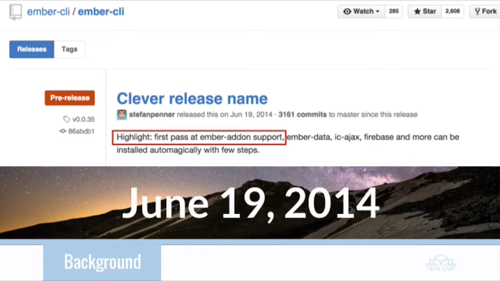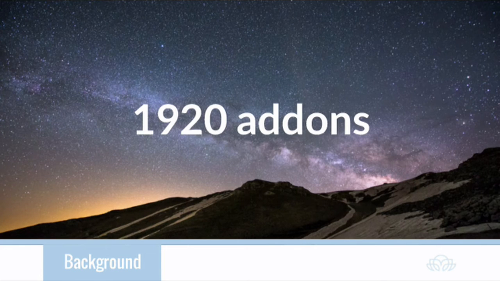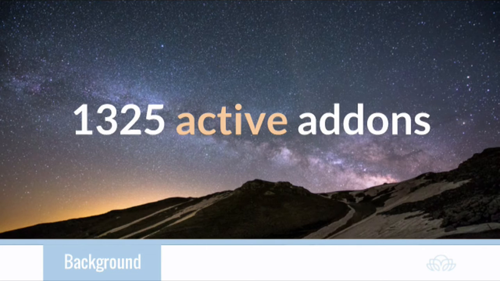Add-ons first appeared in Ember CLI on June 19th, 2014, and that was 0.0.35. So if you want to put that in a little perspective with today's versions of Ember CLI. Since then, there have been 1920 add-ons published. Yeah, that's pretty crazy. How many of you have published add-ons? Wow. So I'm going to tell you a lot of stuff you probably already know, unfortunately, or maybe it's good to hear it again. So only 1325 of those are what I would consider active add-ons.